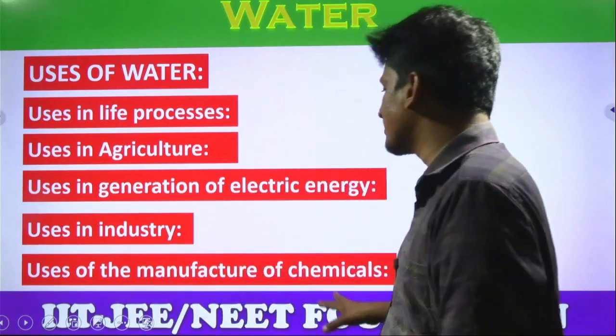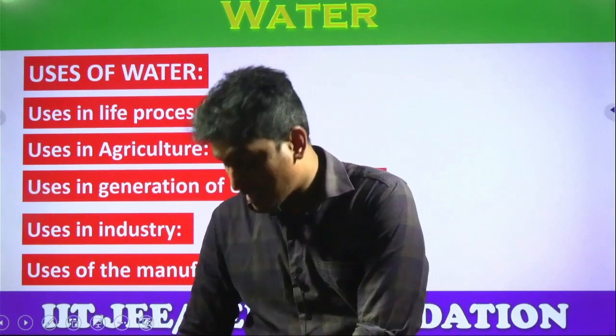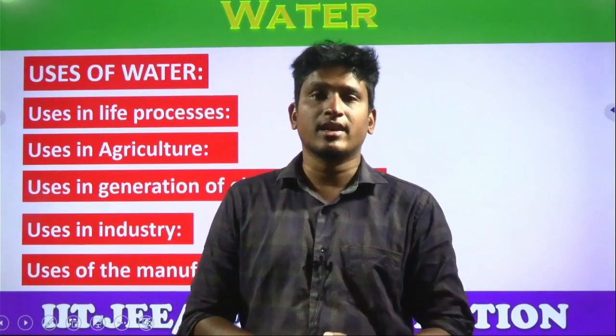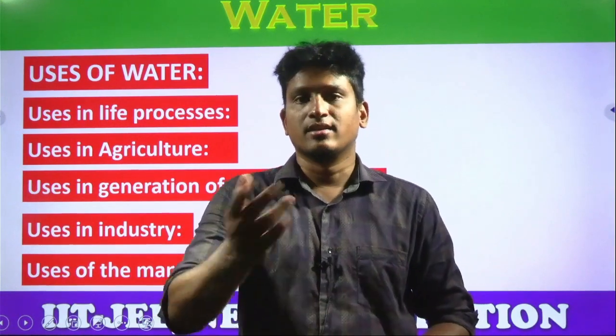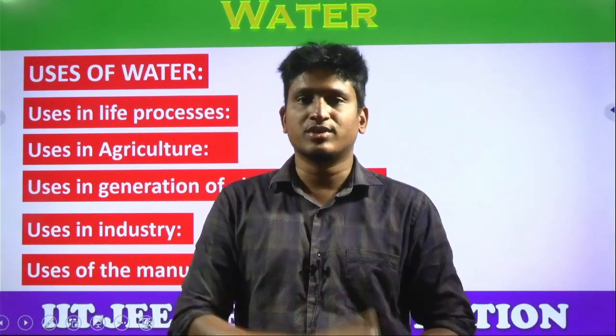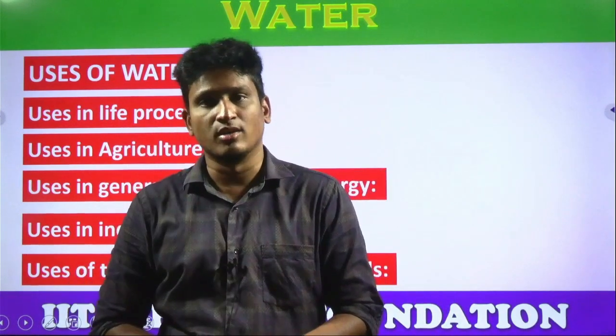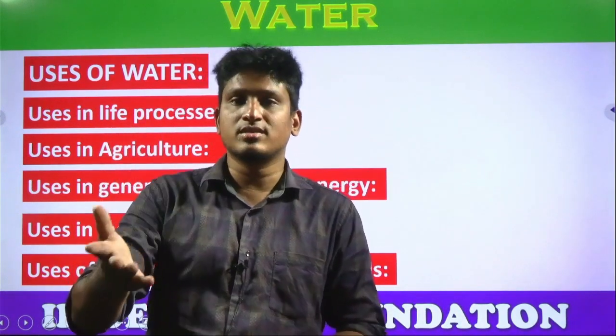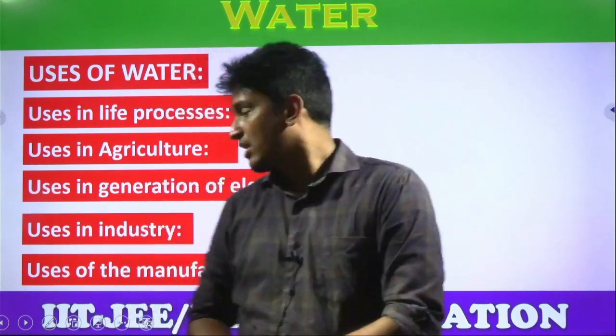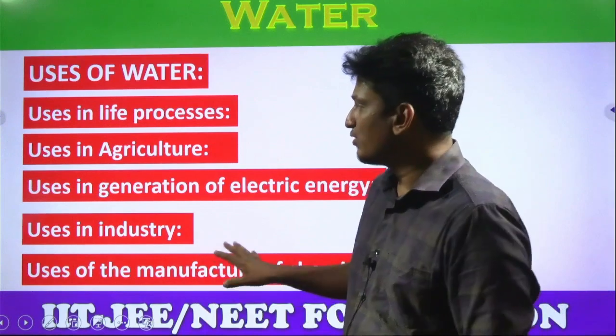Uses in the manufacturing of chemicals, right? By decomposition of water into hydrogen gas and oxygen gas. Hydrogen gas is used in the preparation of fertilizers like ammonia, N2 plus 3H2 gives 2NH3. It is used in the preparation of hydrochloric acid also. And liquid oxygen is used as a fuel, and it has many other uses. So for all these purposes, we use water.